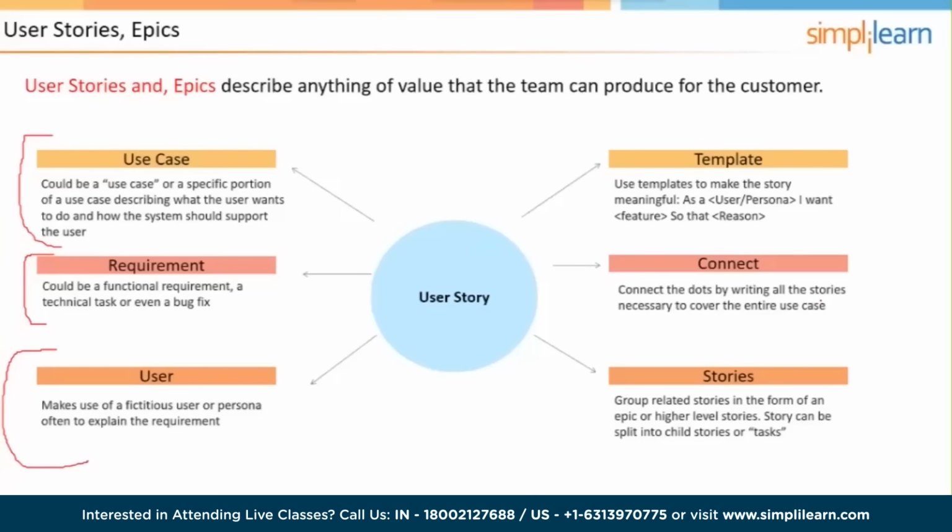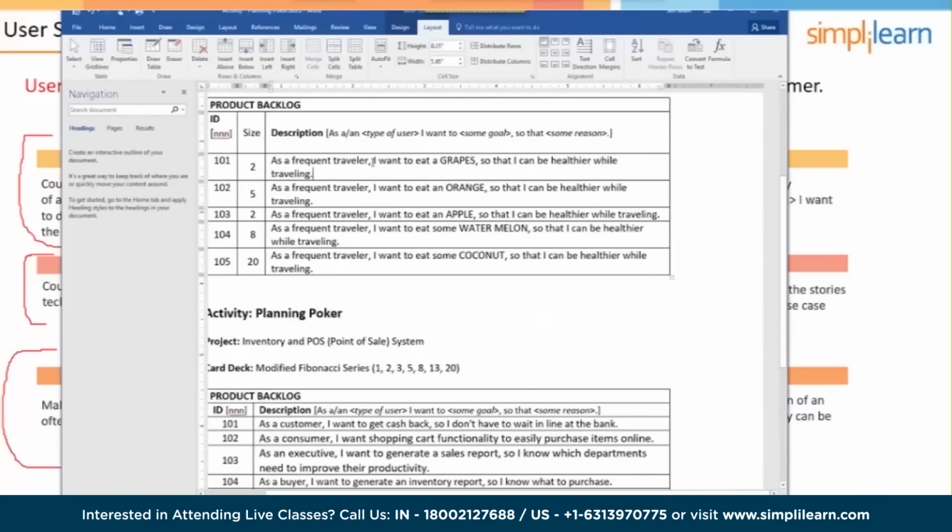Top right, template. A portion of a user story is, let me back up. So a user story card is usually going to contain a brief description of the user story using some kind of a meta language format, like we're suggesting right here. As a user or persona, I want this feature so that I can. So not unlike our estimating session here. As a frequent traveler, I want to eat grapes so I can be healthier.